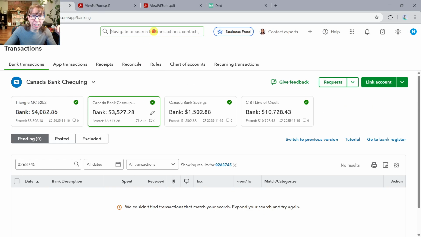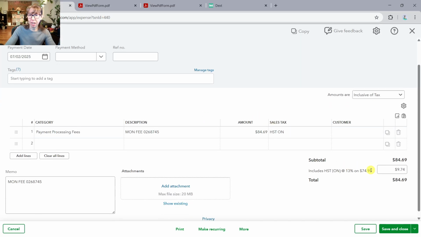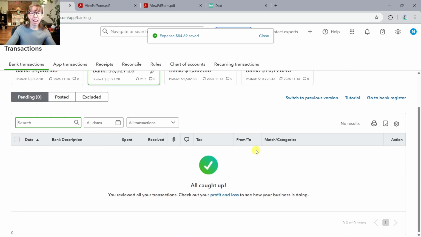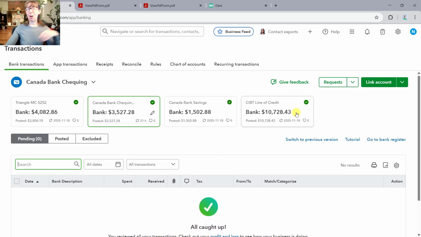So now that we've added that, let's make sure that it did put in the $9.74. Now it did put in $9.74. In this case, it was 13%. But if, as per your statement, it is a smaller or lower HST amount, you need to jump in and change that and then save and close. So let's get rid of that search. And we have now cleared all of the banks for June.